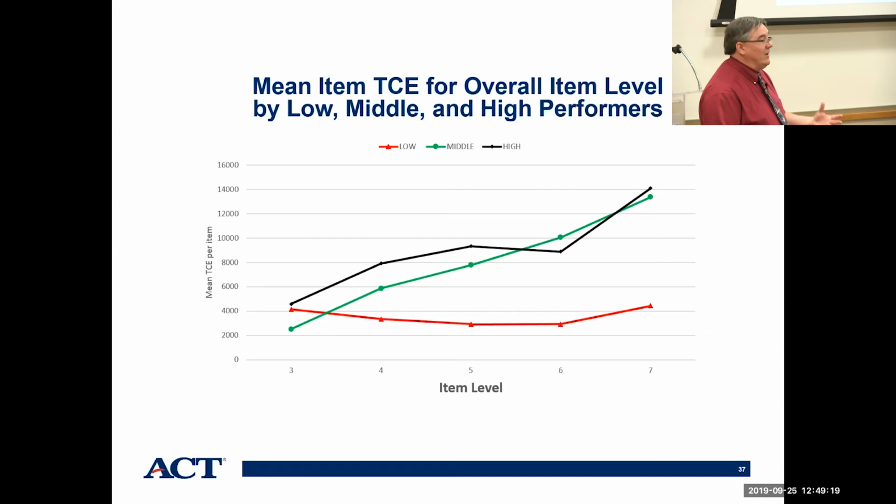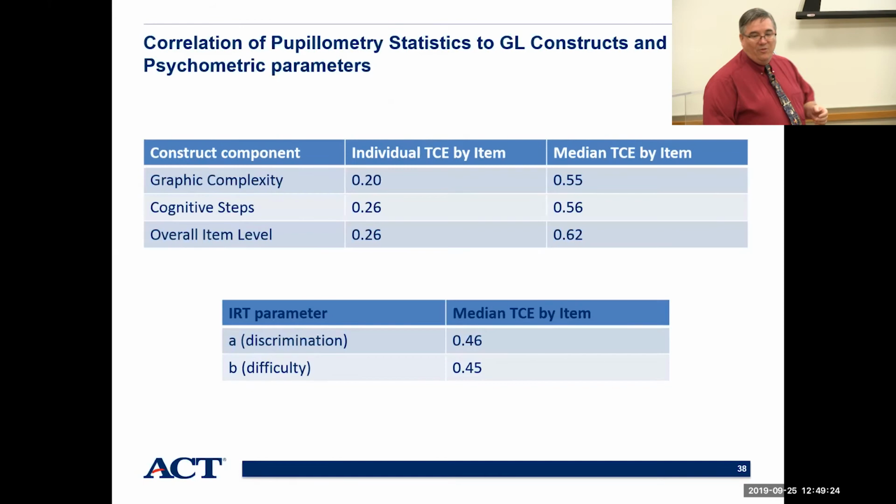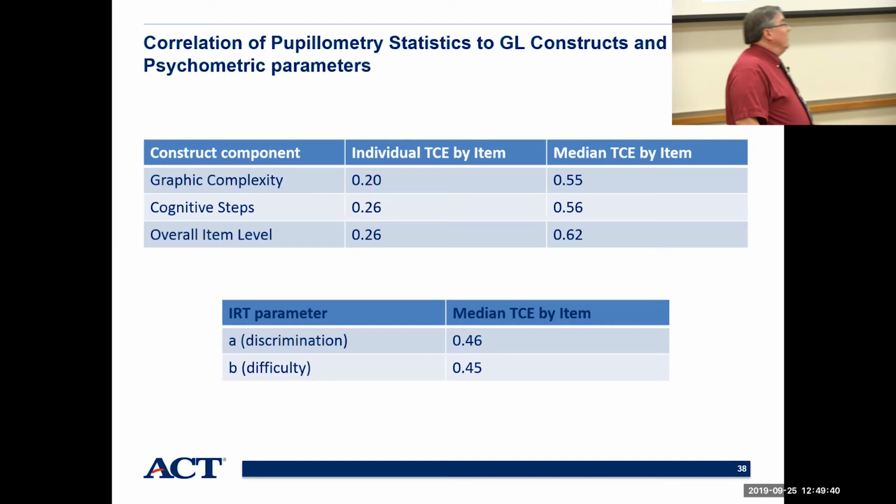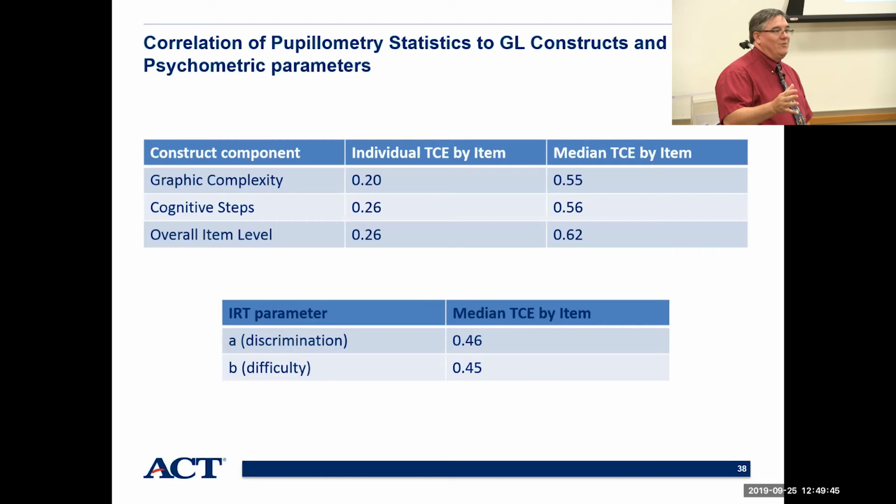And then how does it correlate with all those cool psychometric statistics that Ron does? Well, the median total cognitive effort correlates to graphic complexity, cognitive steps, and overall complexity level at a 0.62 level. And we used median rather than any of the others to get rid of the extremes. And to be perfectly honest, your really conscientious, smart kid who double checks every answer is going to skew everything off the charts anyway. But it's really nice to look at that, and it works really well.